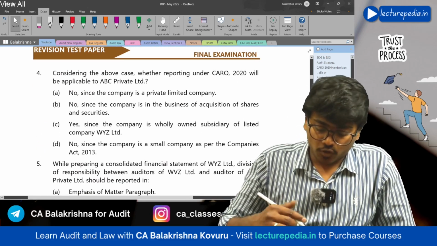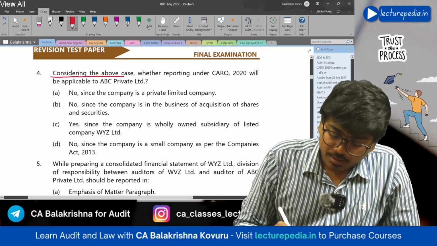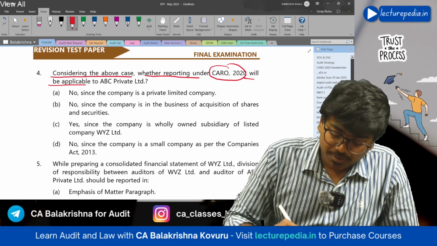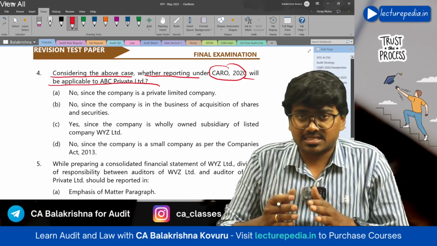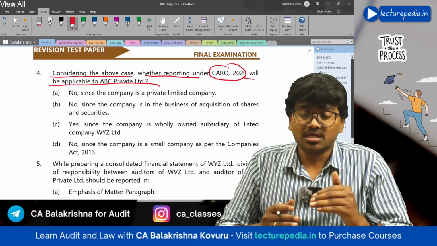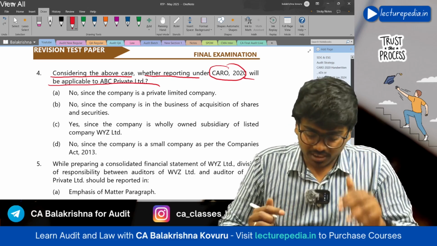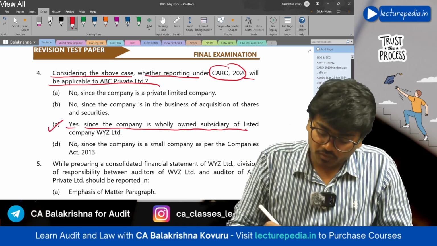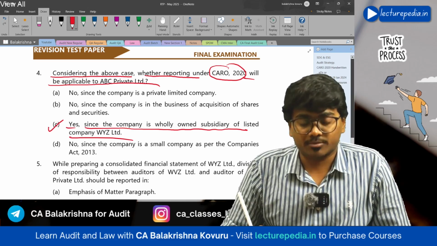Next, fourth MCQ. Considering the above case, whether reporting under CARO 2020 will be applicable to ABC Private Limited? Yes, since ABC Private Limited is a wholly owned subsidiary of a listed entity, CARO is applicable to ABC Private Limited. If you see option C, yes, since company is wholly owned subsidiary of listed company WYZ Limited.